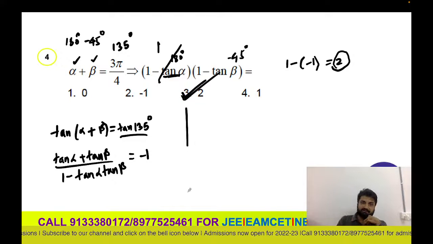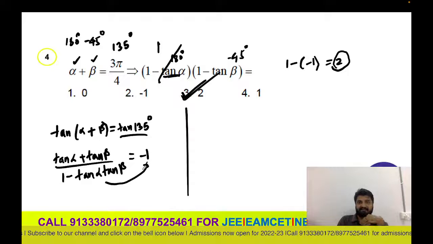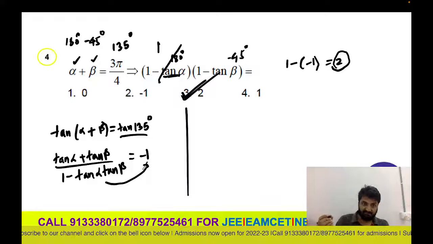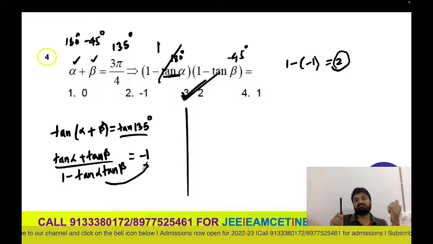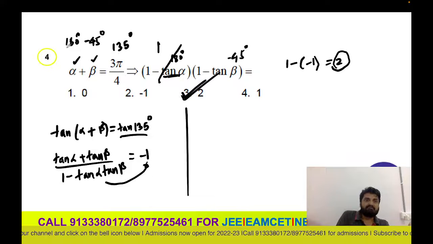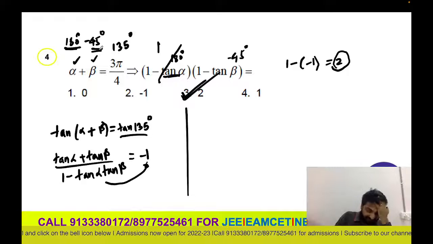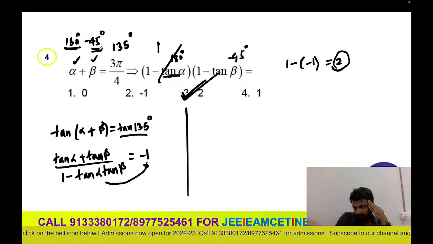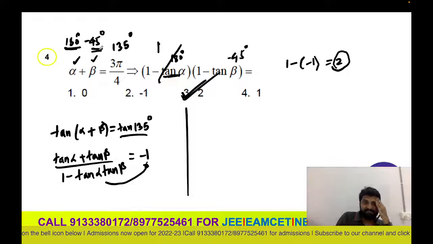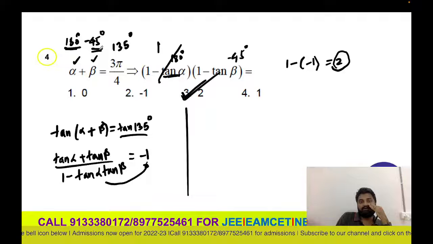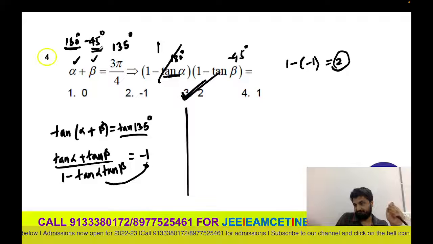The original method is applying tan on both sides, sending it here, taking it to the other side and solving. But the actual process is even simpler. You can just assume one angle is 180 degrees and the other angle is minus 45 degrees. In this way, we can easily get the answer for a condition based question.